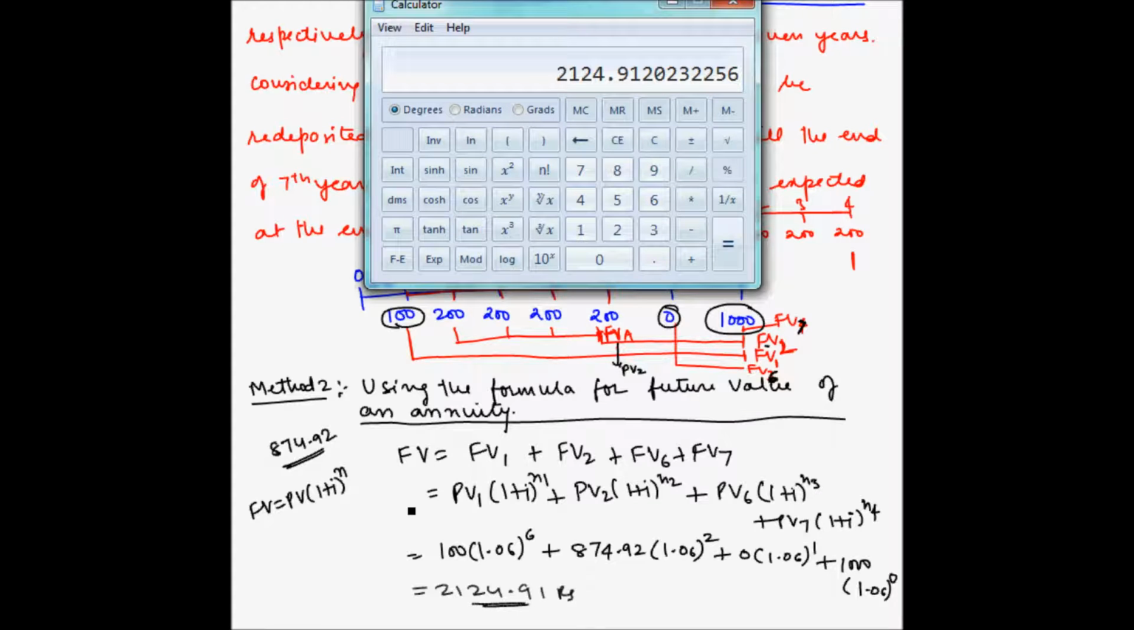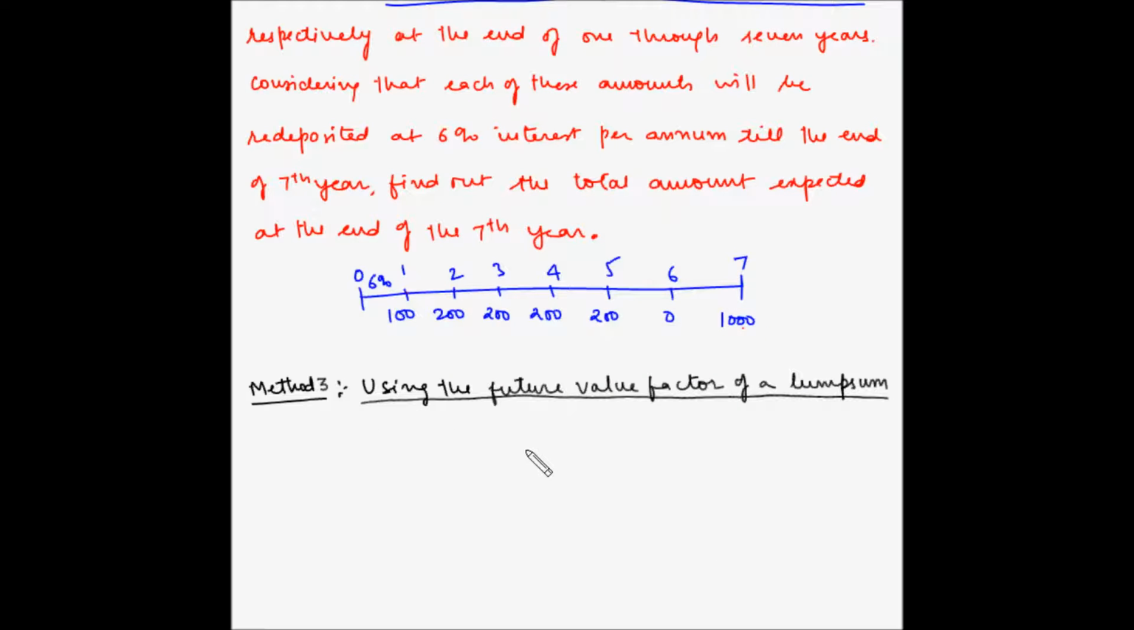Now let us look at another method. The third method is to use the future value factor of a lump sum.